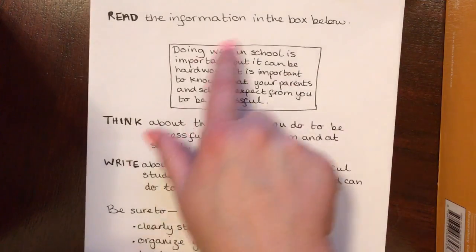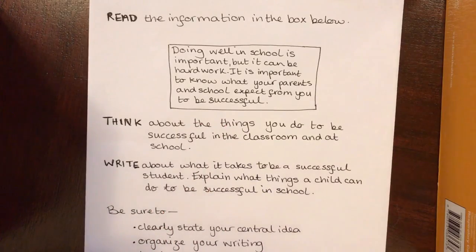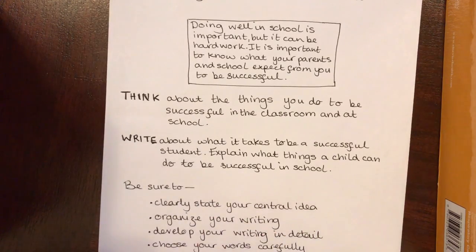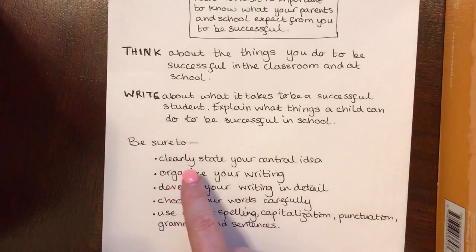So the student should have read this and then take a second after the think prompt and actually think, get their thoughts in order. Next, it says write. This is the prompt. Write about what it takes to be a successful student. Explain what things a child can do to be successful in school. We always read the prompt at least 2 times. Write about what it takes to be a successful student. Explain what things a child can do to be successful in school. Then there will be instructions that remind the child to have a central idea, organize their writing, have correct spelling, and so on and so forth.